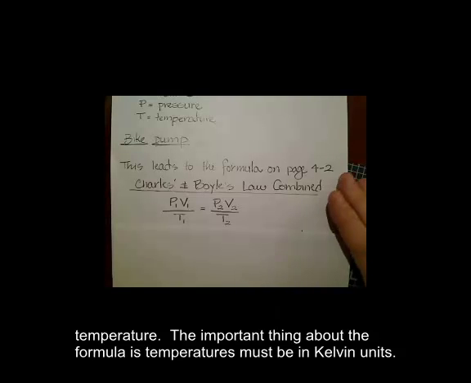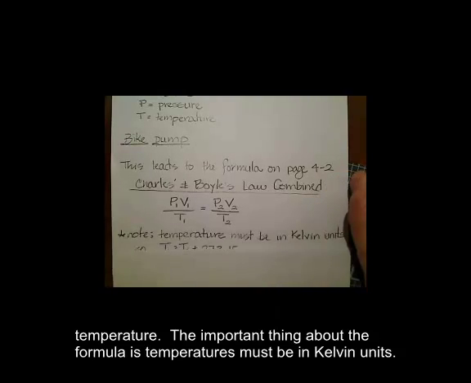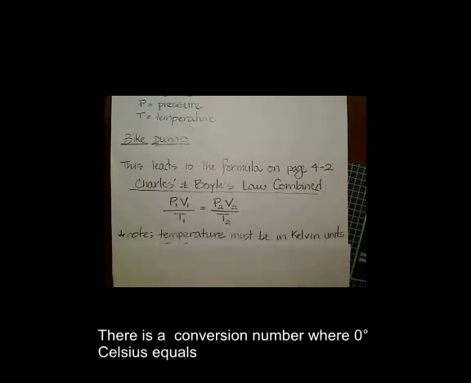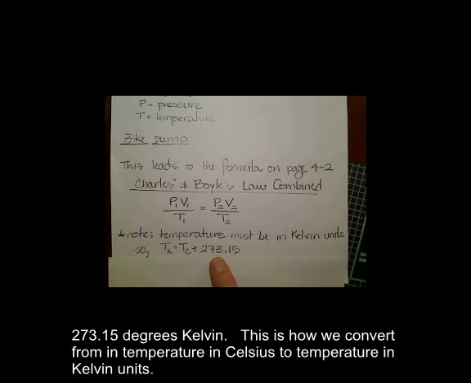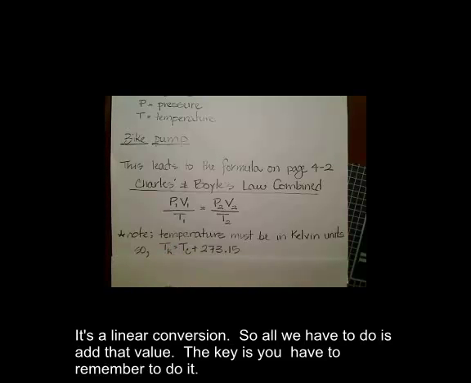The important thing about this formula is that temperatures must be in Kelvin units. There is a conversion number where 0 degrees Celsius equals a certain temperature in Kelvin units. That temperature happens to be 273.15 degrees Kelvin. So this is how we convert from temperature in Celsius to temperature in Kelvin units. It's a linear conversion, so all we have to do is add that value. The key is you have to remember to do it.